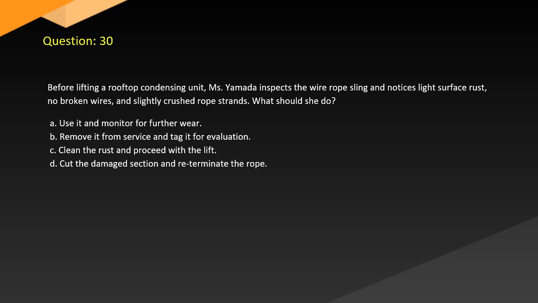Question 30. Before lifting a rooftop condensing unit, Ms. Yamada inspects the wire rope sling and notices light surface rust, no broken wires, and slightly crushed rope strands. What should she do? A. Use it and monitor for further wear. B. Remove it from service and tag it for evaluation. C. Clean the rust and proceed with the lift. D. Cut the damaged section and re-terminate the rope.